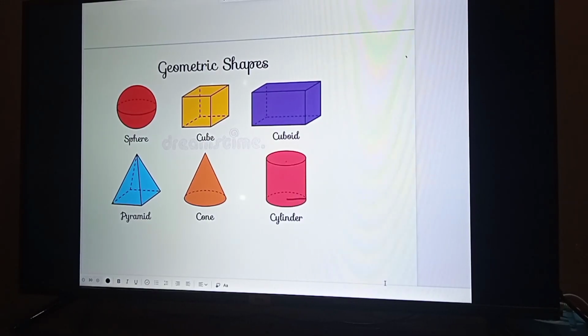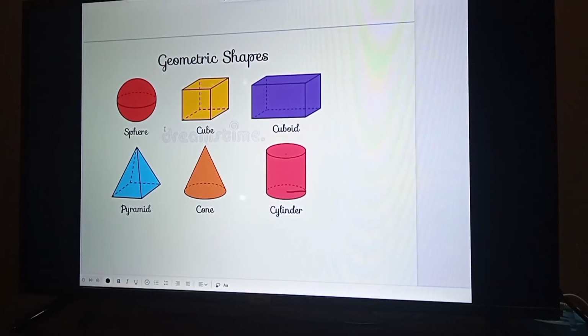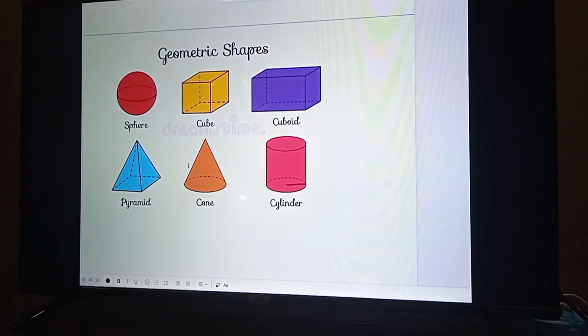Now we know that volume tells us how much space something takes. So let's learn how to calculate the volume of everyday 3D shapes like boxes, bottles and cans. Here the common geometric shapes include cuboid, cube, cylinder, cone, pyramid and sphere. Let's explain these one by one in detail.